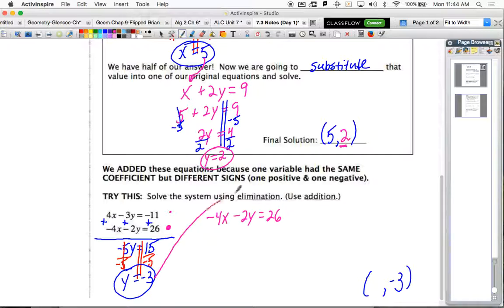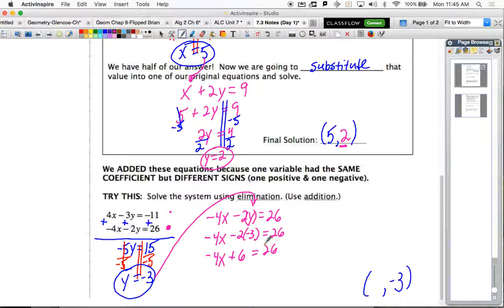So what we're saying now is that we're going to figure out what the x value is. So we're going to substitute that in, and since it's y equals negative 3, we're going to substitute it in for y. So negative 4x minus 2 times negative 3 equals 26. So we replaced that y with a negative 3. Now we just have to be careful with our order of operations here. Let's simplify this a little bit first. So negative 2 times negative 3 would be a positive 6.